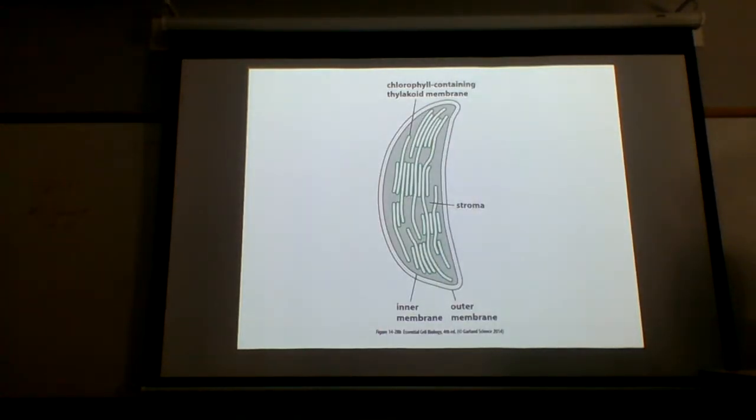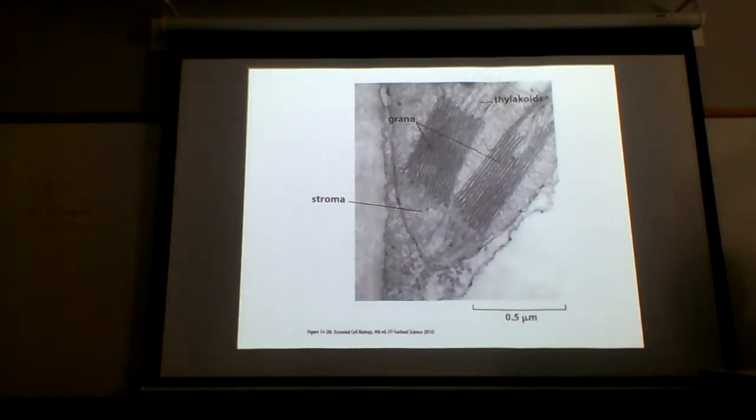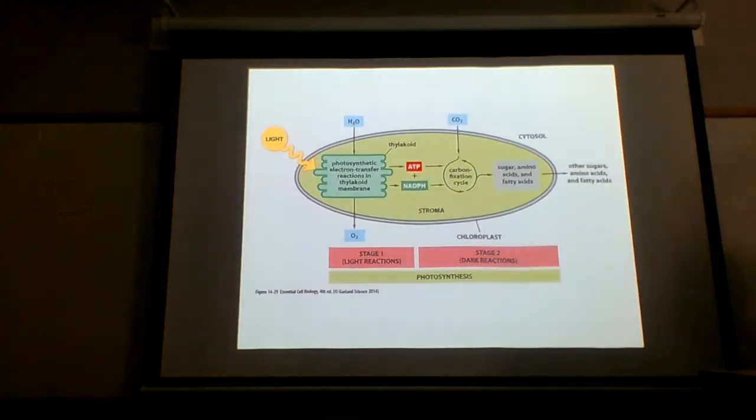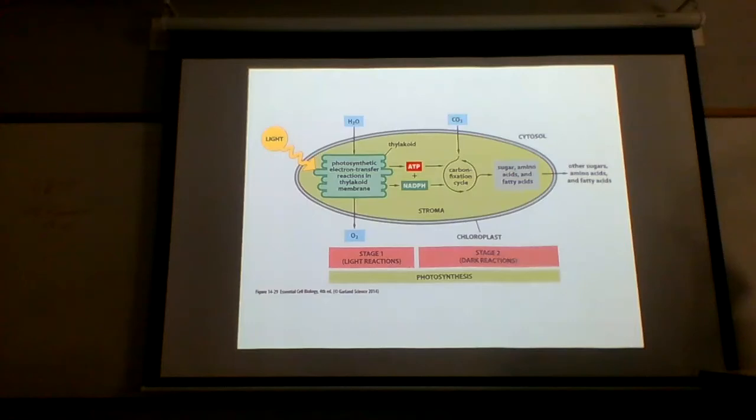So here is our chloroplast. We have a banana there. And here are the grana stacks in the thylakoids. And here we have photosynthesis. So the light-dependent reaction, taking water, stripping the electrons off, generating ATP and NADPH, and then we go into the carbon fixation cycle, or the Calvin cycle.